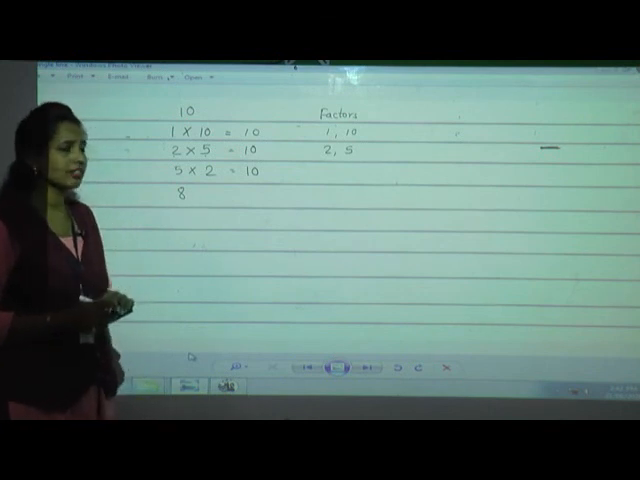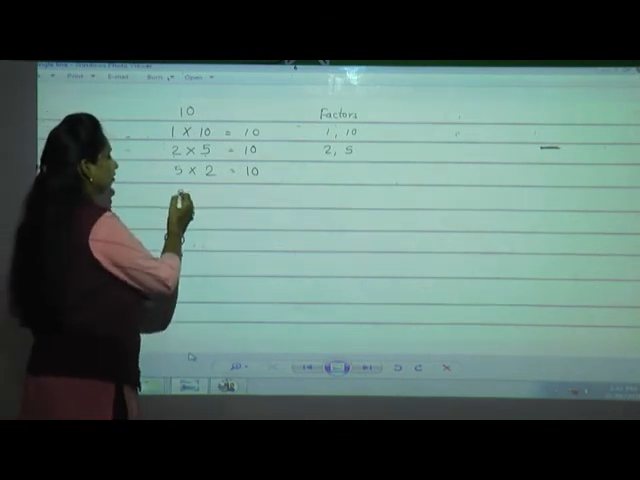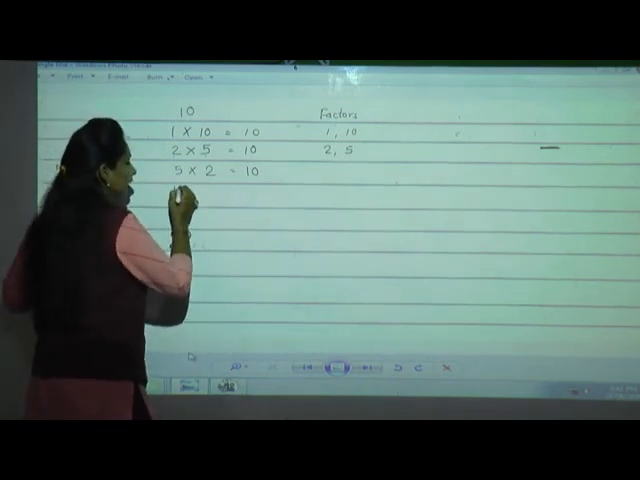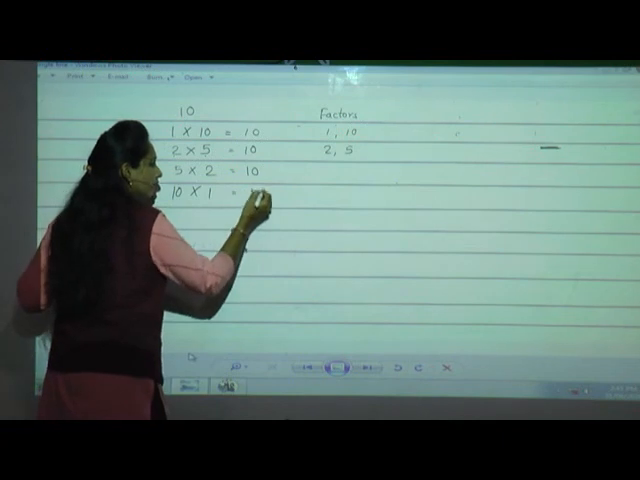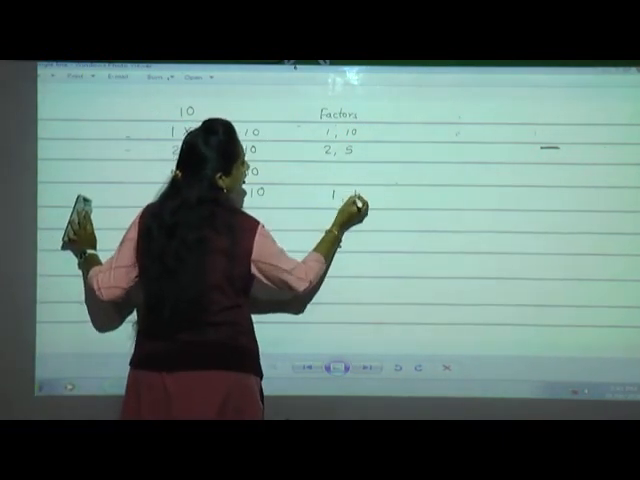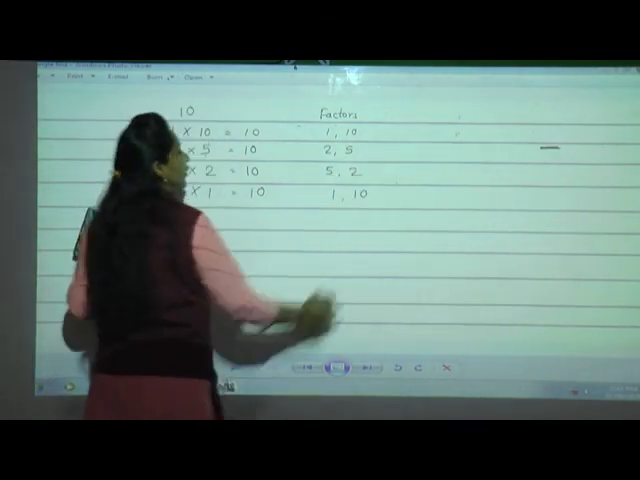Yes, 8 2s are 16, so we can't get 10. What about 9? No. What about 10? 10 multiplied by 1 will get the 10. So here we get factors 1 and 10, and in this, 5 and 2.